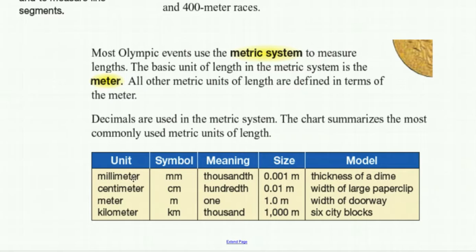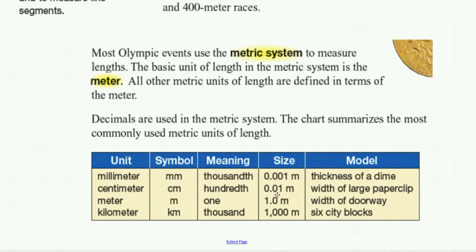So you have a millimeter, symbol mm. It's in the thousandths place. The size of it is 0.001 of a meter, and it is very similar to the thickness of a dime. That's what a millimeter looks like. Okay, that's the length of a millimeter, the thickness of a dime.